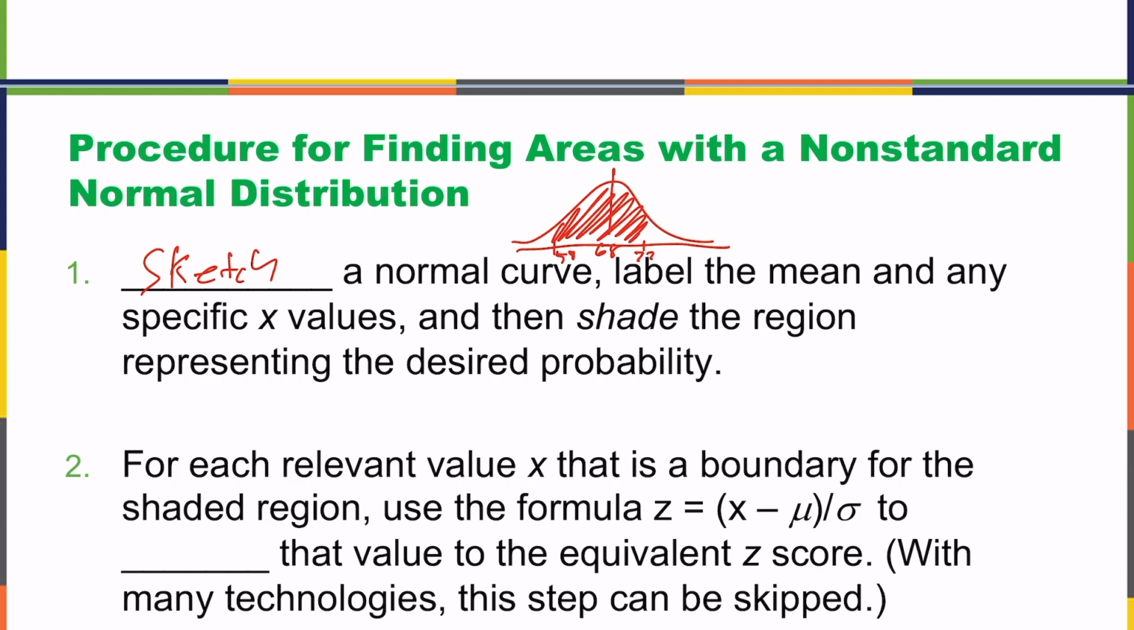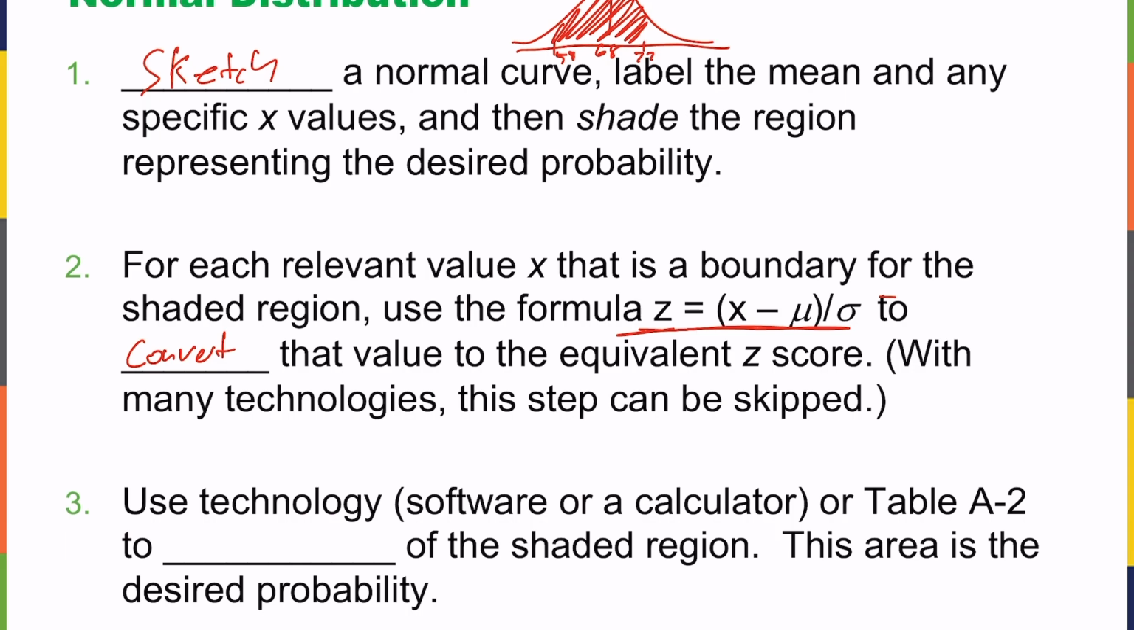Okay. For each relevant x value on the boundary, use the formula there to convert that value to the equivalent z-score. With many technologies, this step can be skipped. Yes, that's true, because Excel has norm.dist, where you put in the x, and you put in the mu, and you put in the sigma. And then you're probably just going to want 1 for cumulative. You do not have to standardize.